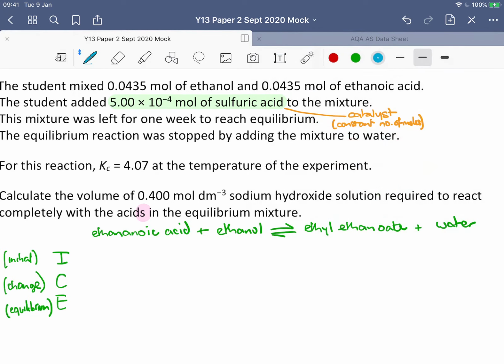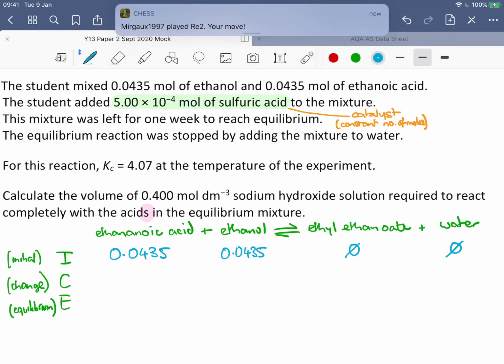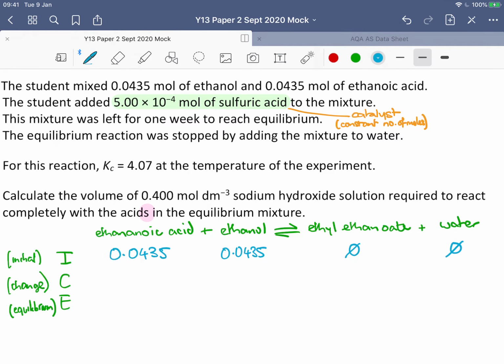Right, so what are we given? We are given ethanol, the initial, so that is 0.0435, and we are given the same for ethanoic acid, 0.0435. And then the initial moles of the right-hand side have got to be 0 because the reaction hasn't taken place, hasn't started. The initial is, you've essentially got your ethanoic acid and ethanol in two separate containers. So the reaction hasn't taken place yet.